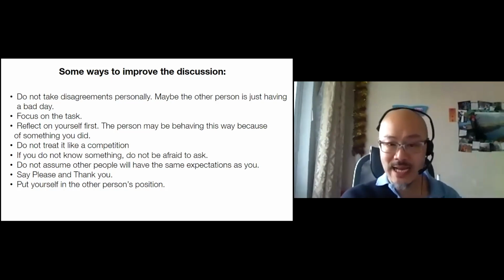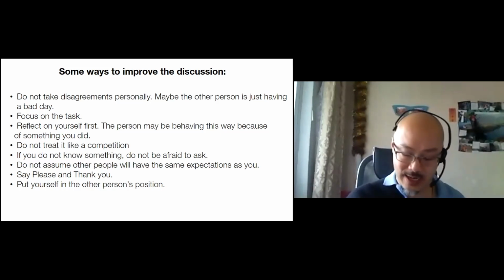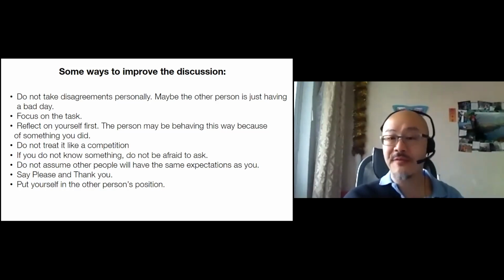Do not treat it as a competition. So this part, for me, I think is quite important, especially when we're collaborating, that we're not trying to win anything. We're trying to reach something together. If you do not know something, don't be afraid to ask.